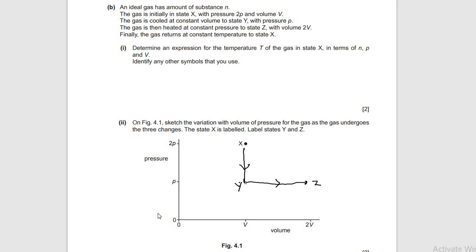Finally, the gas returns at constant temperature to state X, from Z to X. What do you notice from Z to X? You notice that the pressure is increasing from Z to X. Volume is changing from 2V to V, while pressure increases from P to 2P. That should be Boyle's law. So Z to X is Boyle's law.